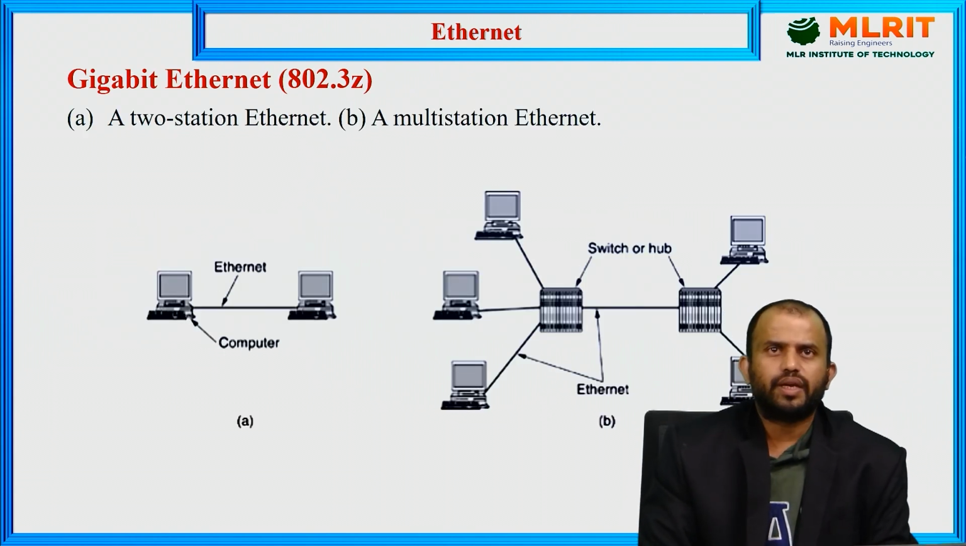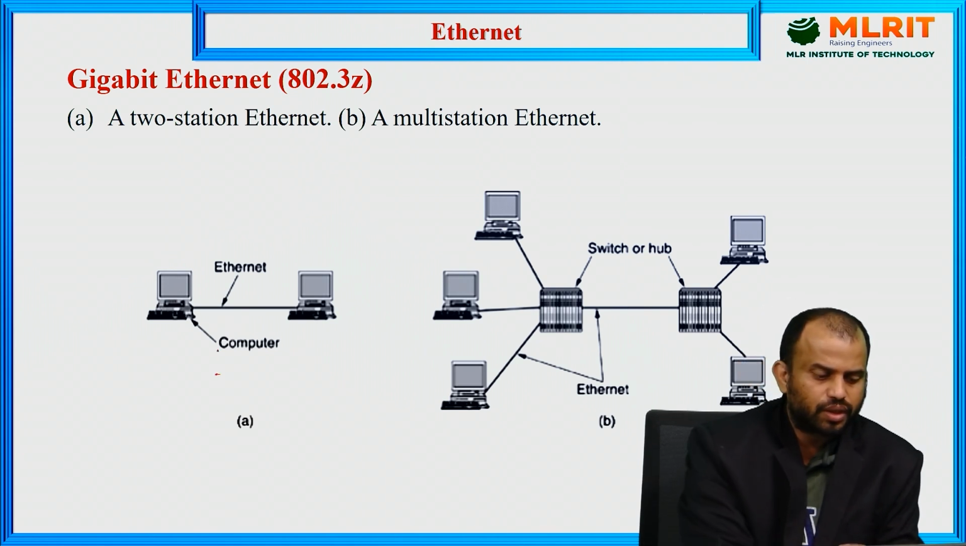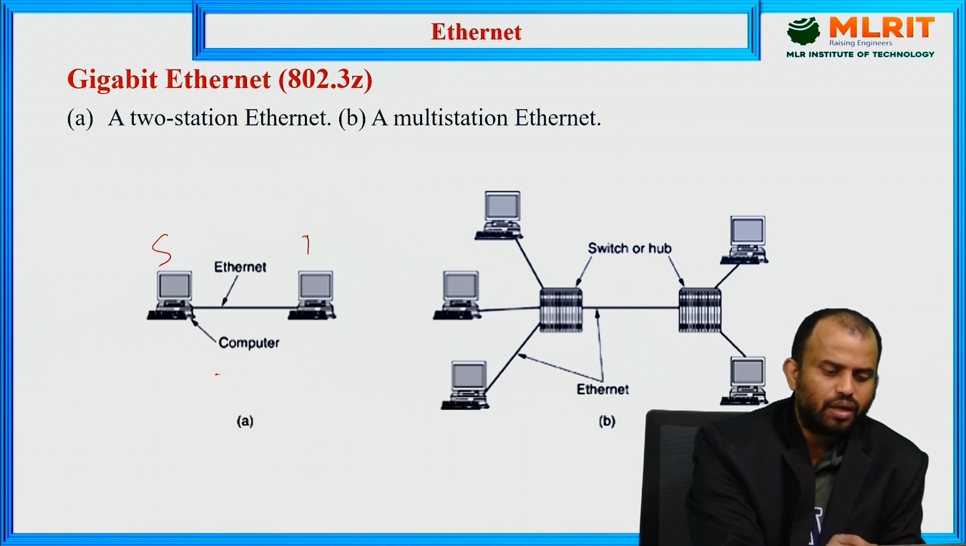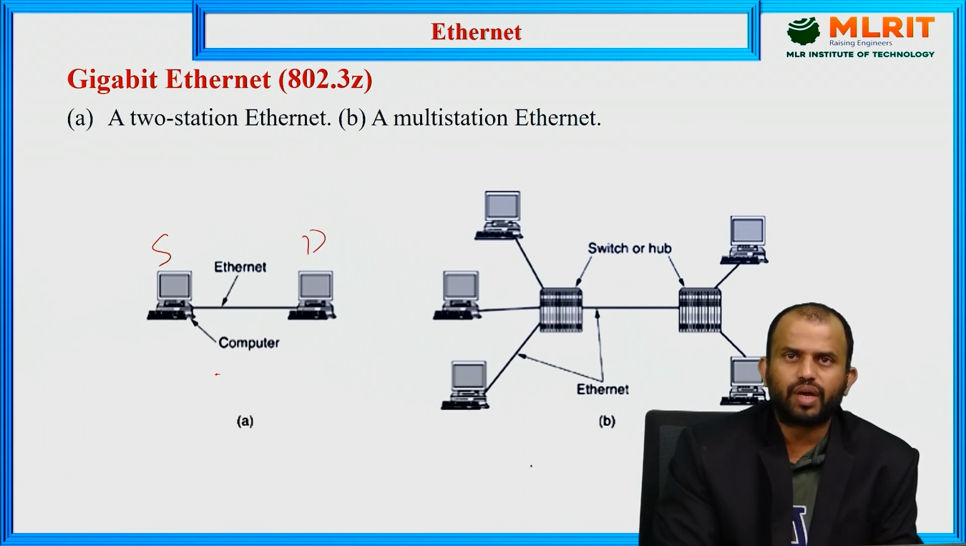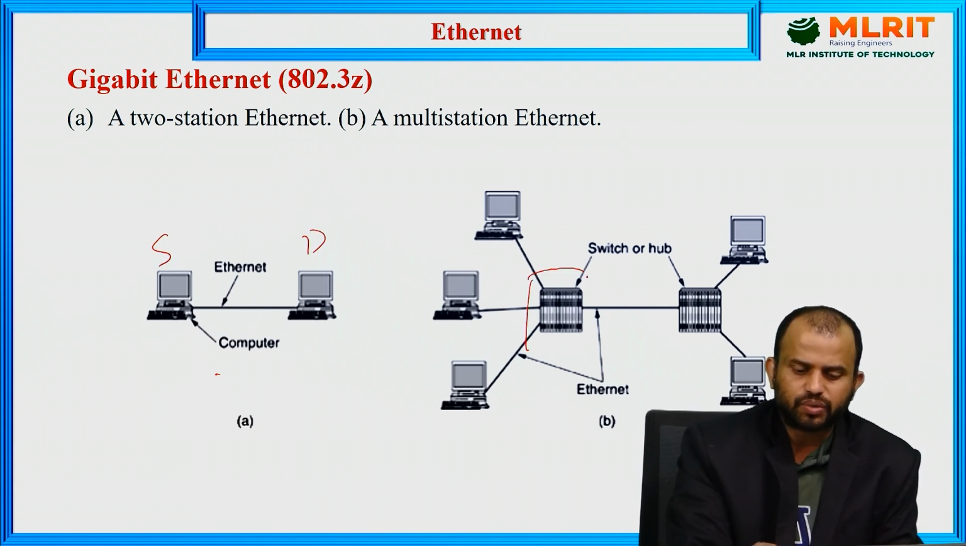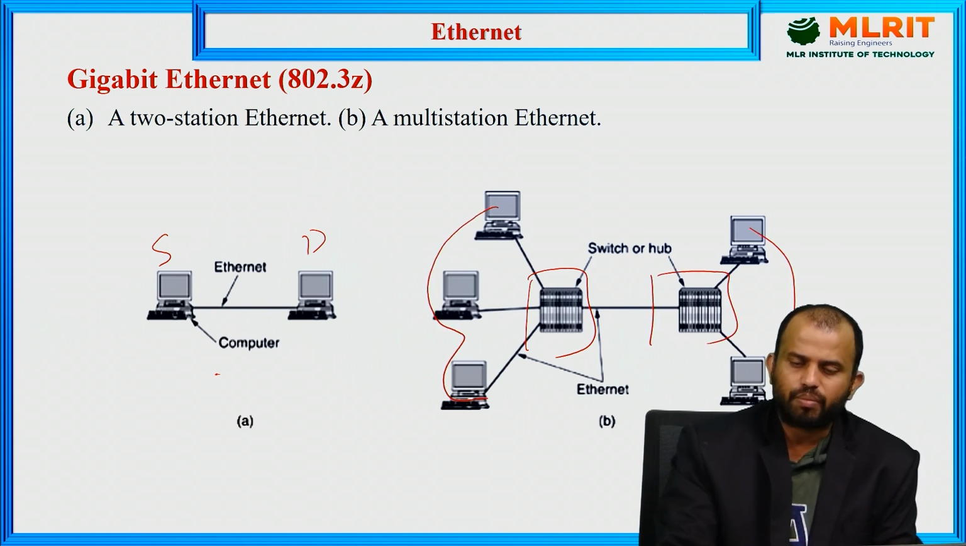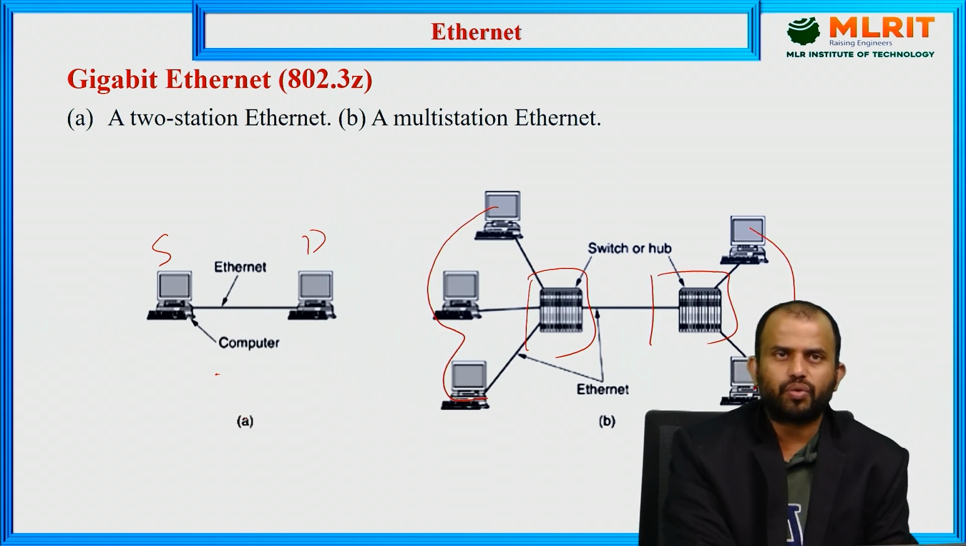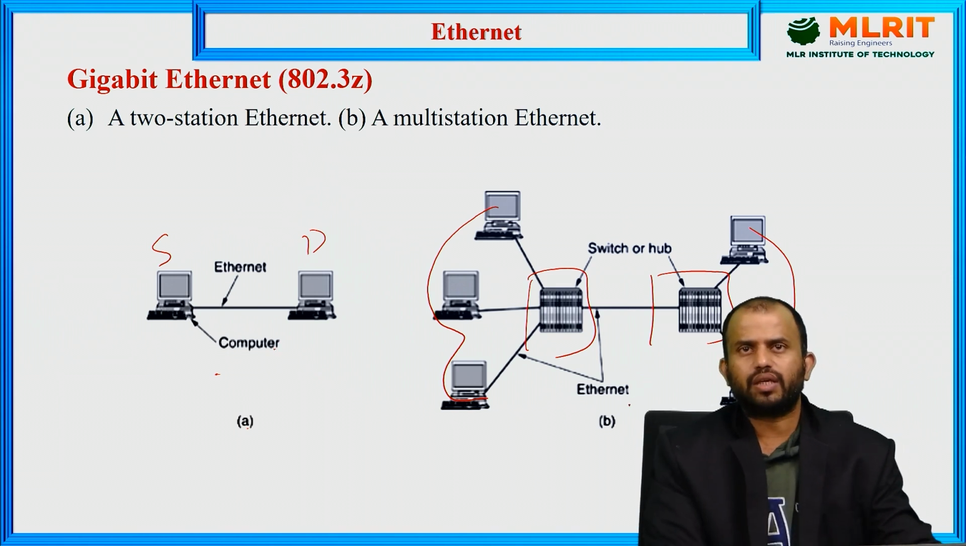And next is gigabit Ethernet, which means two-station Ethernet and multi-station Ethernet. Here, two-station Ethernet means we have one source and one destination, and multi-station means, based upon the switches and the hub station, we can accommodate n number of clients. We call the two-station Ethernet point-to-point, and we call the multi-station Ethernet multi-point.